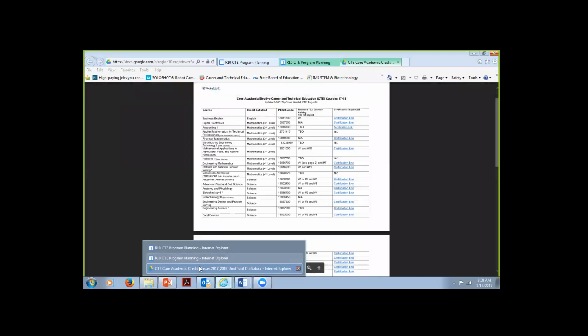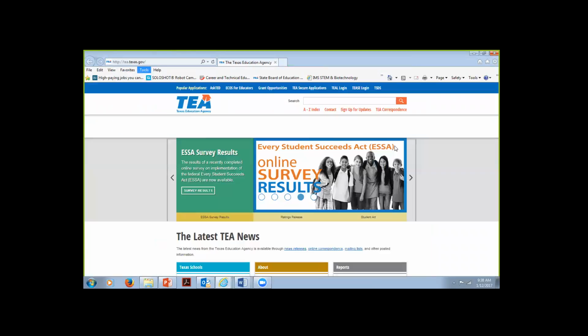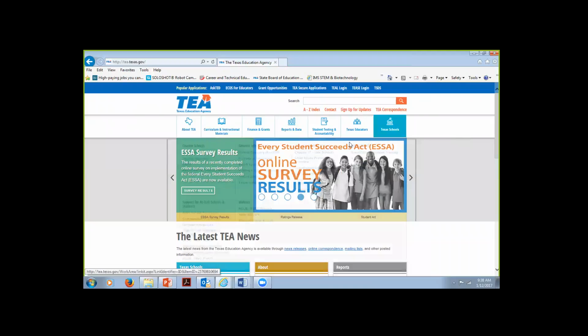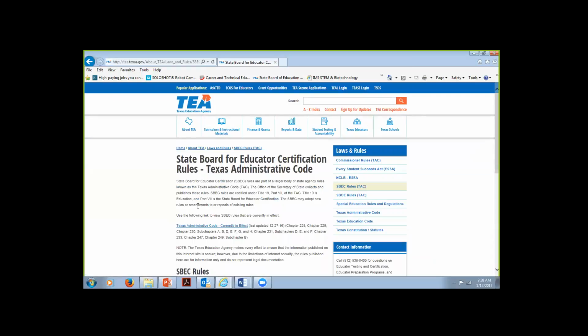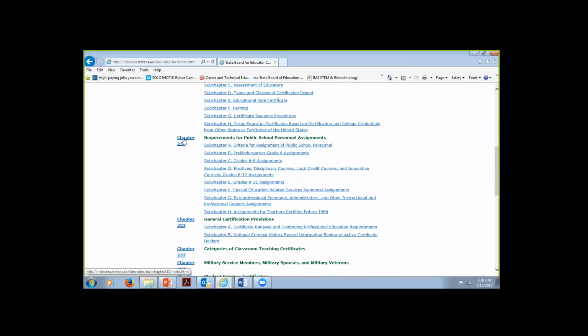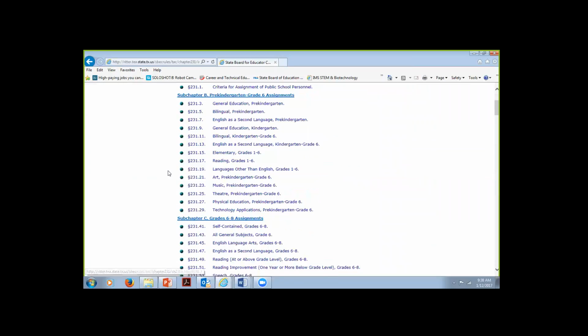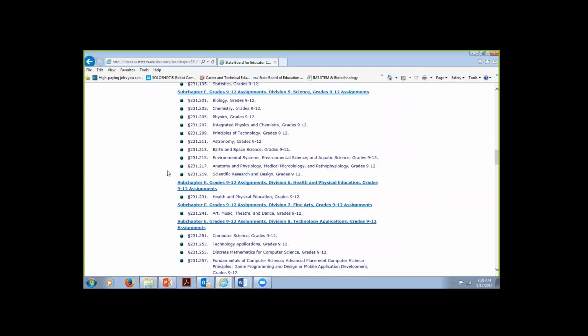So let's open up a page here, and we'll go back to TEA real quick and walk in from the beginning. Those links will work off of a PDF document. As a matter of fact, I'd probably use that, but I'll just go this way. So with that being said, certification rules currently in effect. We'll go to Chapter 231 again. I'm going to come down to where I can find food science.